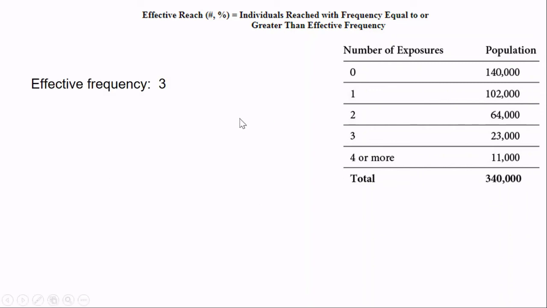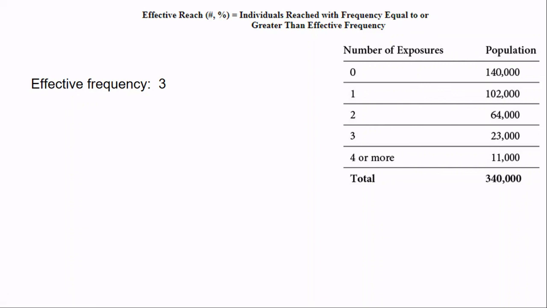So let me just go through some examples to hopefully make that more clear. So we've determined that for whatever reason our effective frequency is 3. Any frequency below that doesn't really move the needle. Consumers don't really know who we are, but starting at 3, we start to generate demand and payback on our advertising. Okay. So the question is, given our information over here, 140,000 people saw the ad 0 times, 102,000 saw it 1 time, and so on and so on. So the question is, if the effective frequency is 3, what is our effective reach?